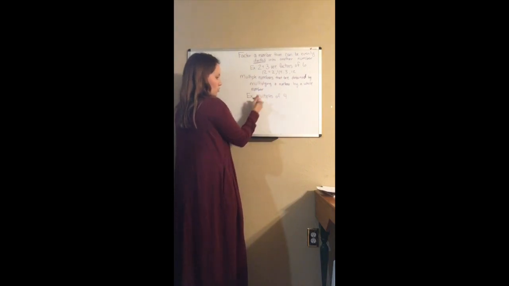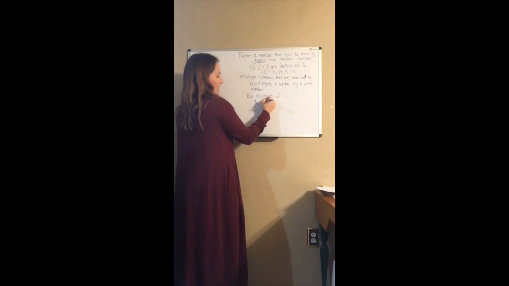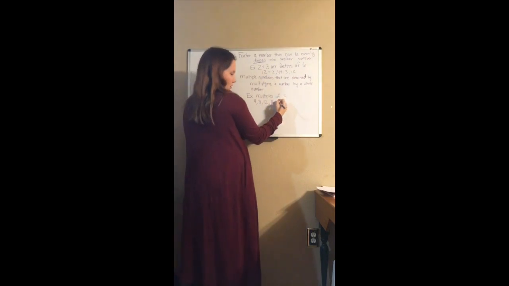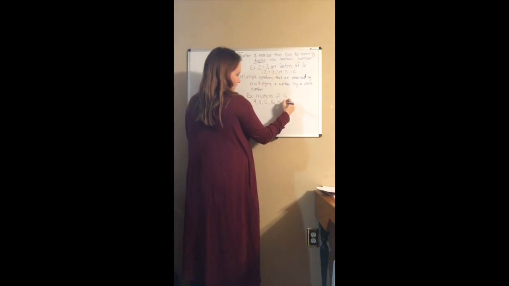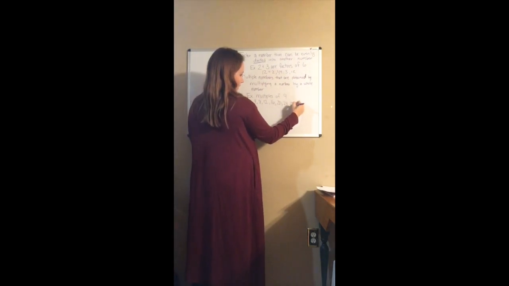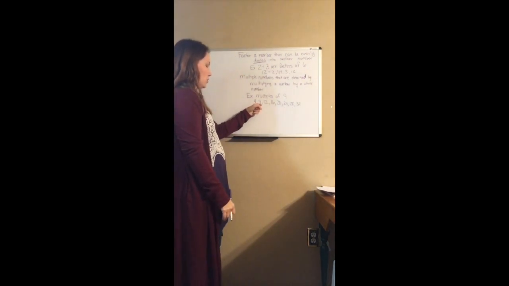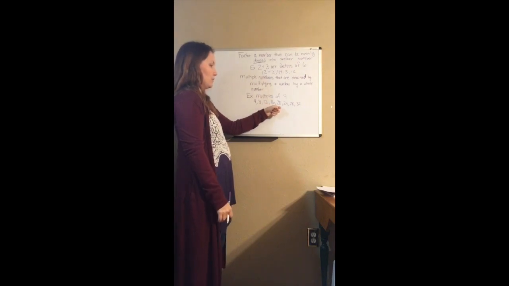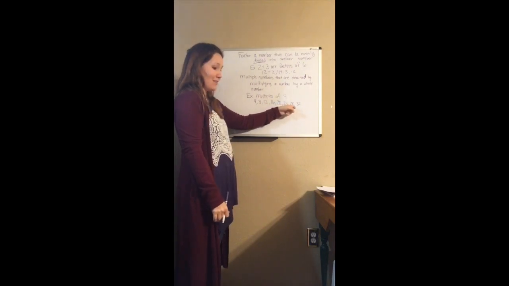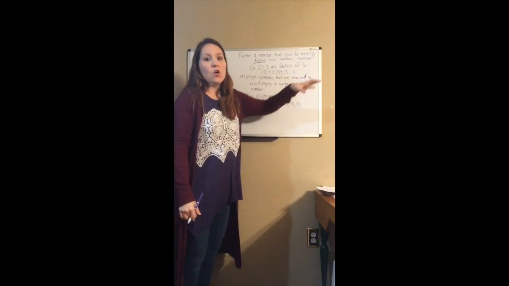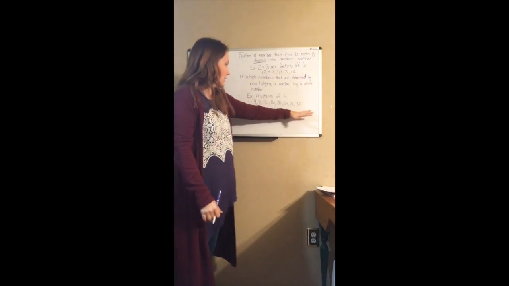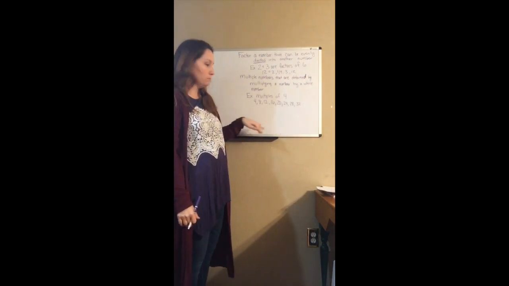So 4 times 1 is 4, 4 times 2 is 8, then we have 12, 16, 20, 24, 28, 32. We can keep going, right? 4 times 1, 4 times 2, 4 times 3, 4 times 4, 4 times 5, 4 times 6, 4 times 7, 4 times 8, 4 times 9. Whatever we can multiply 4 by, these are all multiples of 4.